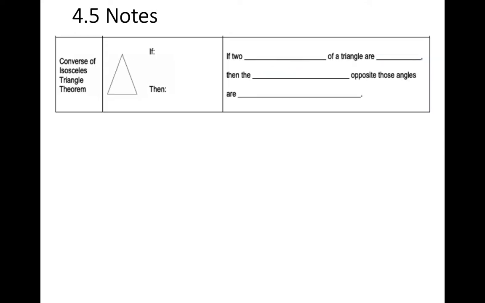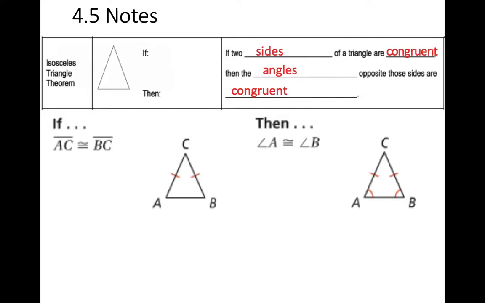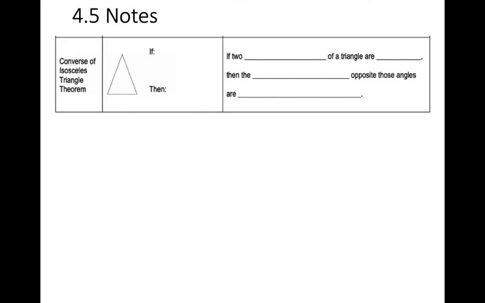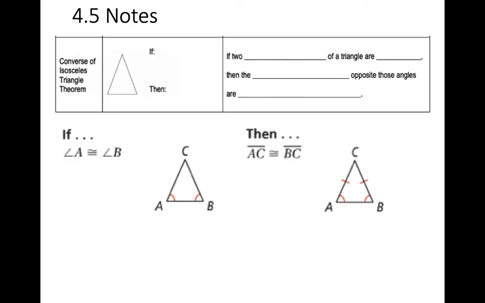The converse of that is also true. In our isosceles triangle theorem, we said if the sides are congruent, then the angles are congruent. In the converse, we're going to say if those base angles of a triangle are congruent, then the sides are congruent. Or if two angles of a triangle are congruent, then the sides opposite those angles are congruent. So either way, if the two sides are congruent, then the base angles are congruent. If the base angles are congruent, then the legs are congruent.